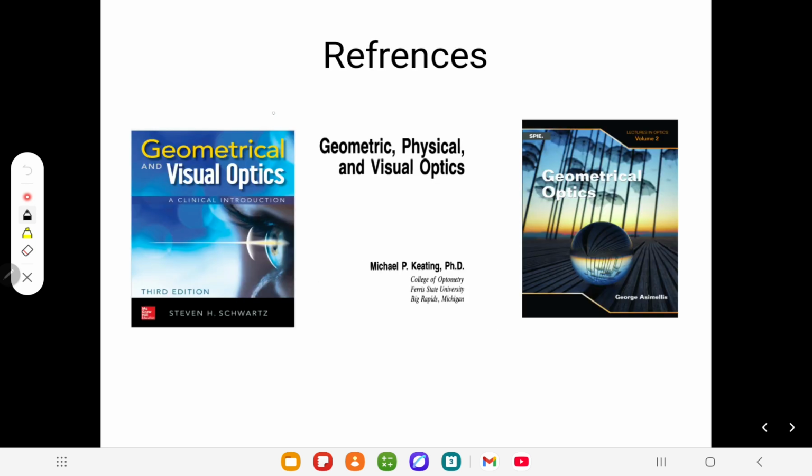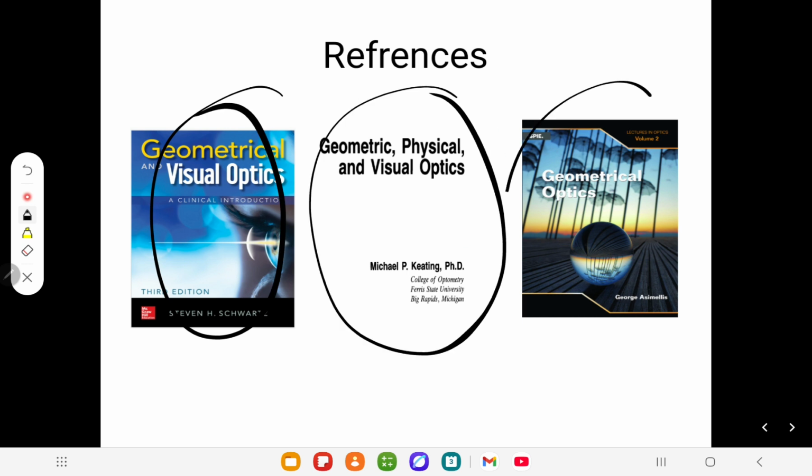And again, for reference, this is a great book to start with. This is a great book and my favorite of all time. And Professor George Asimellis's book; these three books are sufficient. Just try to go through these three books as far as possible.